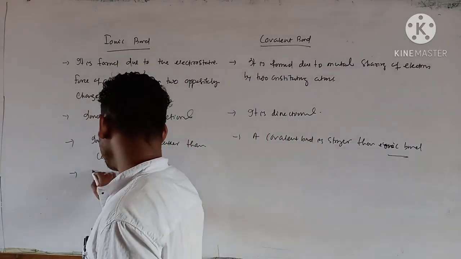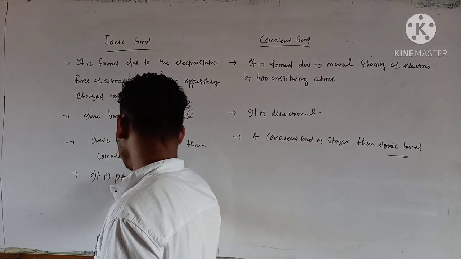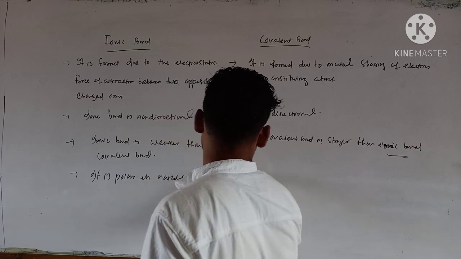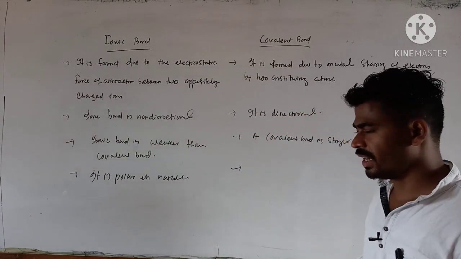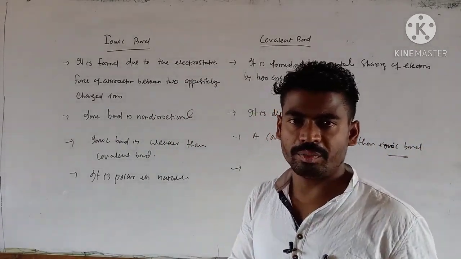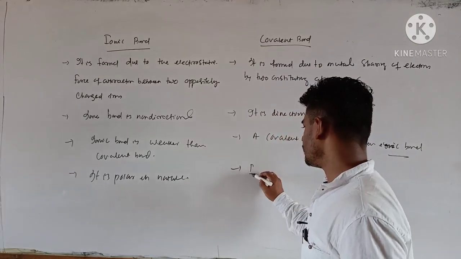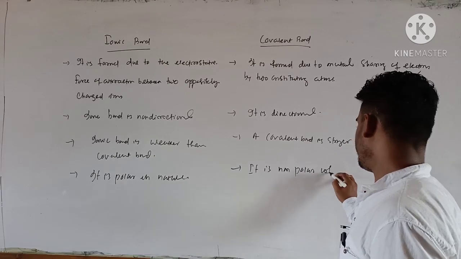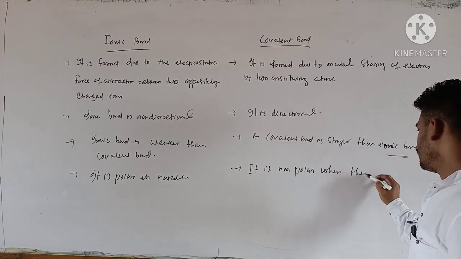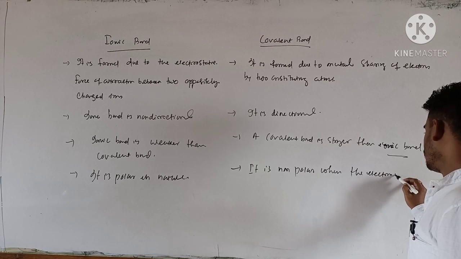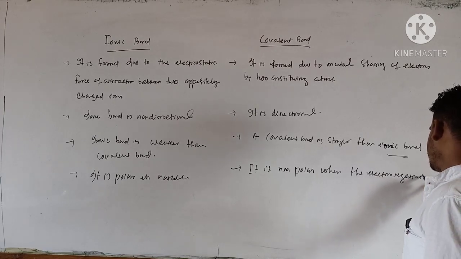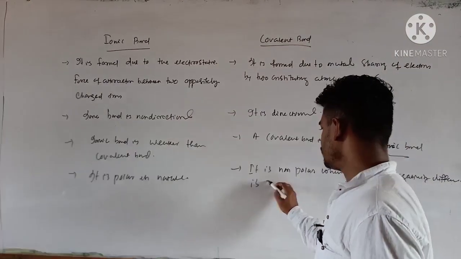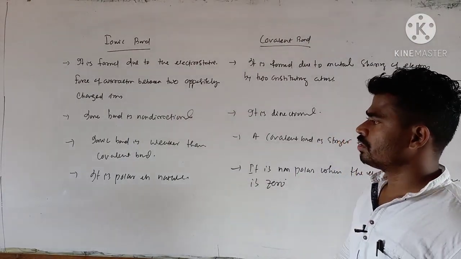Next, ionic bond is polar in nature. But for a covalent compound, if there is no electronegativity difference, then it is non-polar. It is non-polar when the electronegativity difference is 0. Is that clear?